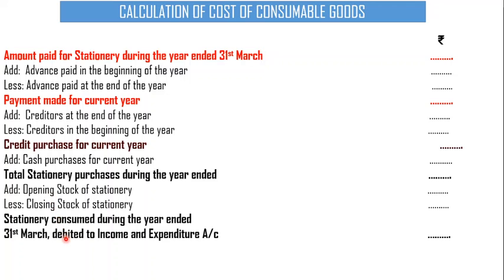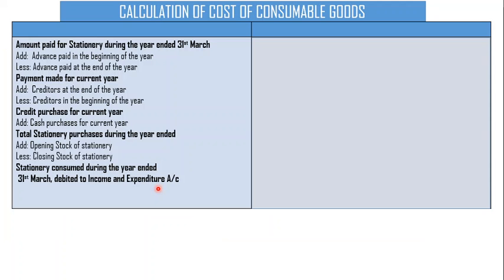And same way, if credit purchases are given for the current year, you will add cash purchases to know the total stationery or total purchases. And from this total purchases, if only total purchases are given, then of course we're going to add opening stock and closing stock to get the stationery consumed during the year, and this is the one amount which you are going to debit in your income and expenditure account. So this is all about the concept of this calculation, that is how to calculate the cost of consumable goods. But we'll take some examples, some questions, and try to understand in that manner.